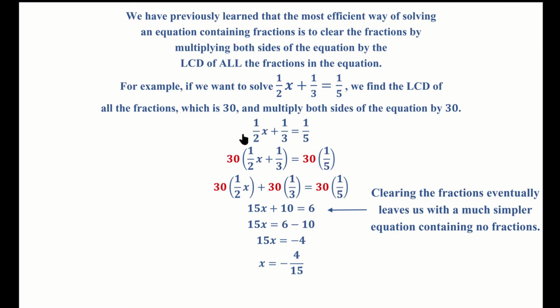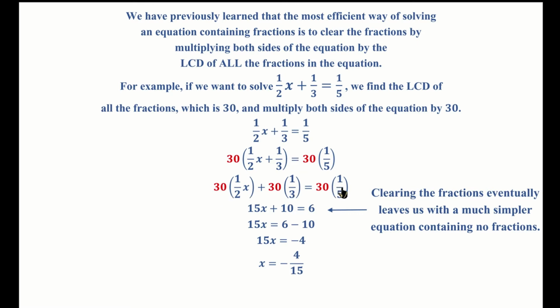So we go ahead and take that 30 and we multiply it on both sides of this equation. Of course, whenever we multiply one side of an equation by a number, we have to do exactly the same to the other side to keep the balance of the equation. And now we go ahead and distribute the 30 on the side which has more than one term. So we get 30 times 1/2 x plus 30 times 1/3 equals 30 times 1/5.